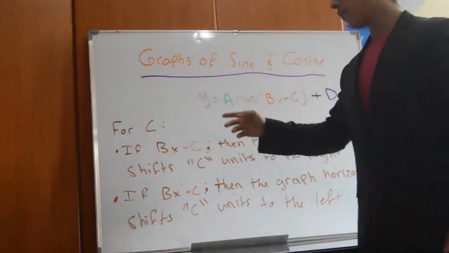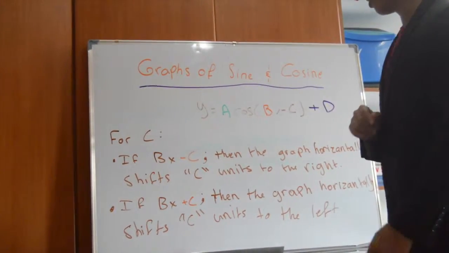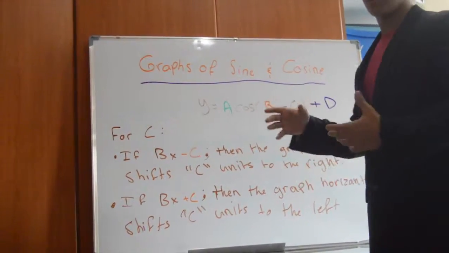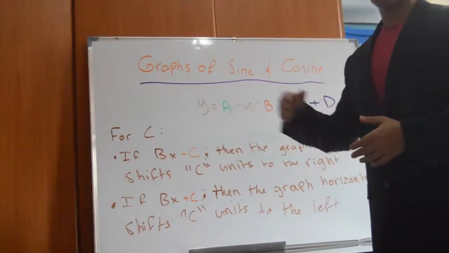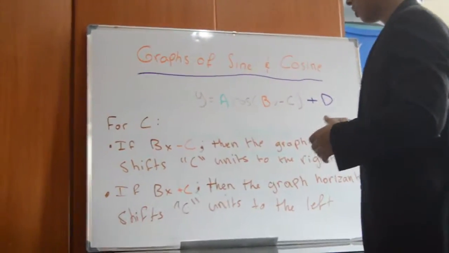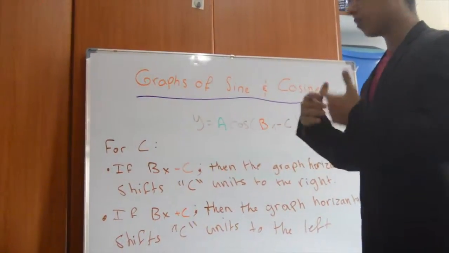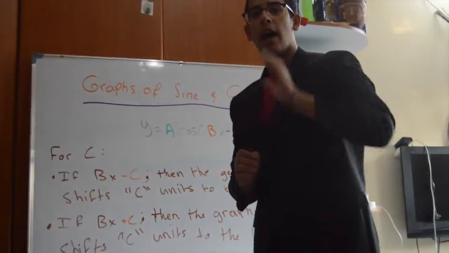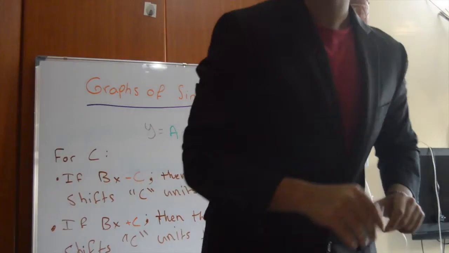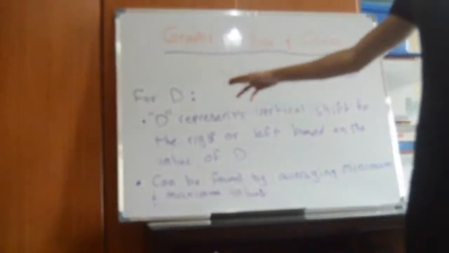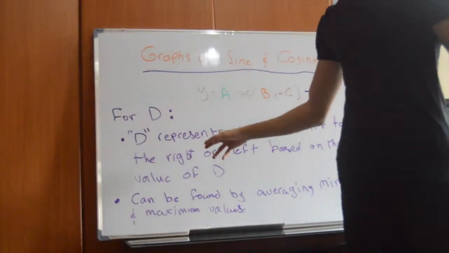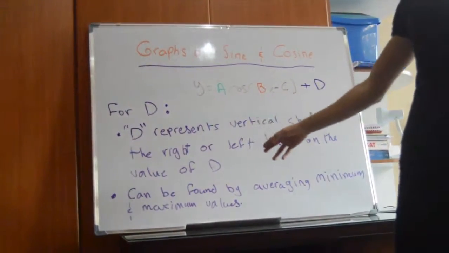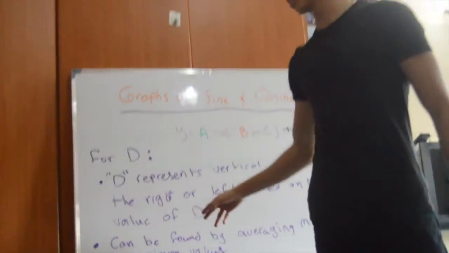As for c, if it is bx minus c, then the graph will shift horizontally by the value of c to the right, and if it's bx plus c, then the graph will shift horizontally c units to the left. And as for d, d represents the vertical shift, up or down based on the value of d, or it can be found by averaging the minimum and maximum values.